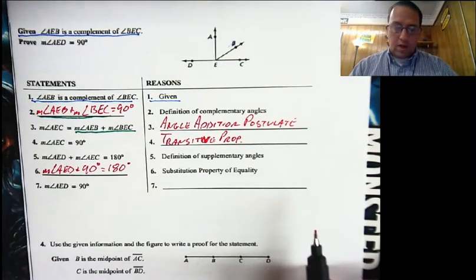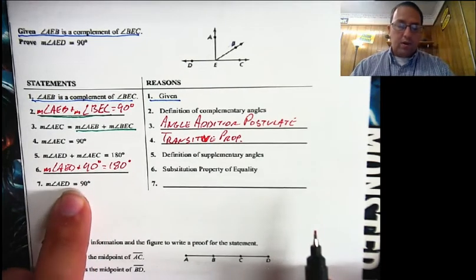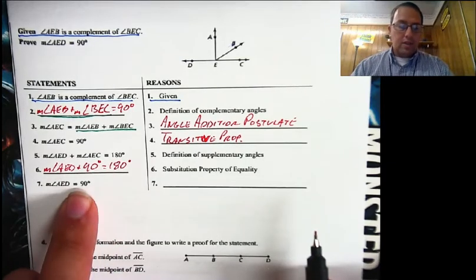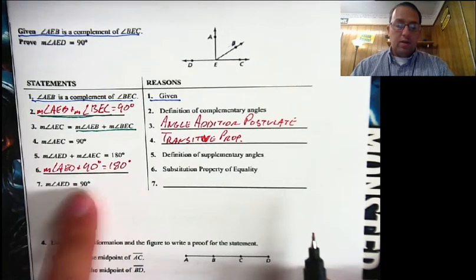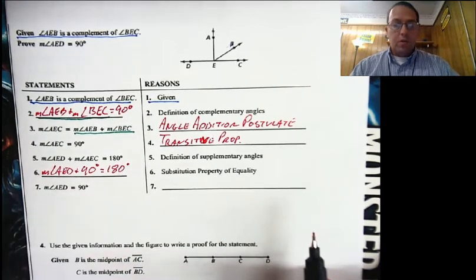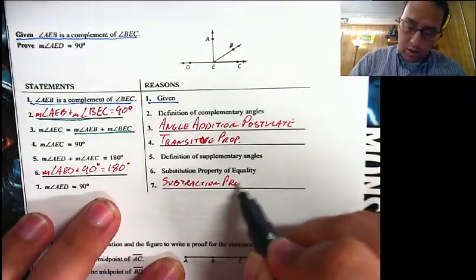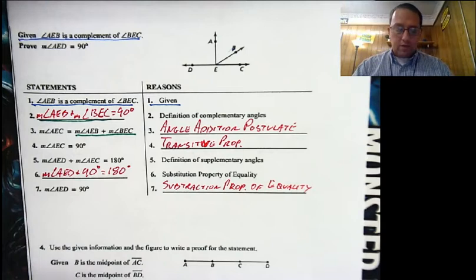Okay, so now what can I do with that? Now I can get to my final statement saying that the measure of angle AED is 90 degrees. How do I get from this statement to that statement? All we have to do is subtract 90 from both sides, and 180 minus 90 is 90. This is the subtraction property of equality. I can subtract 90 from both sides of the equation, and I end up with the measure of angle AED equals 90 degrees.